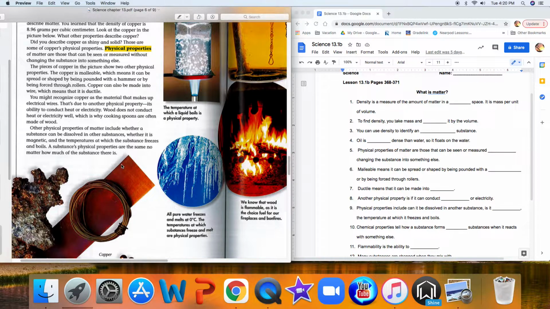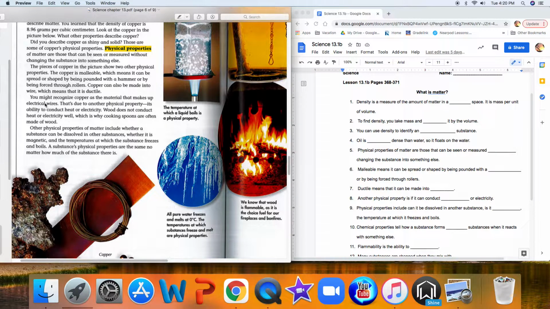Number 6, I can form it into sheets. So I can have flat coppers, and I'm going to punch a little circle out of this, call it a penny. Copper can also be made into wire. That's the term called ductile. I don't know how familiar you are with malleable and ductile, but we have to learn those. We'll talk about them in this chapter, and later on in other chapters it's going to come up as well.